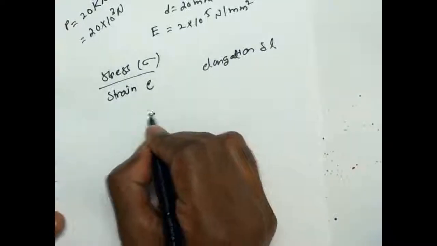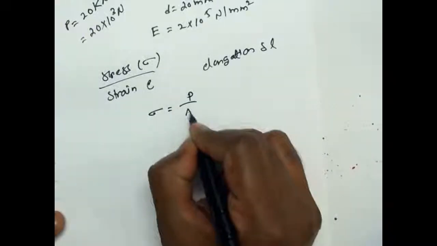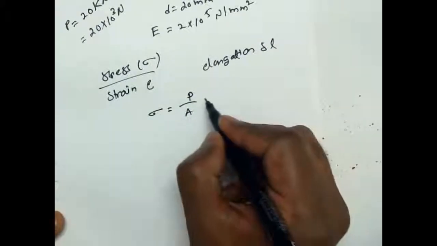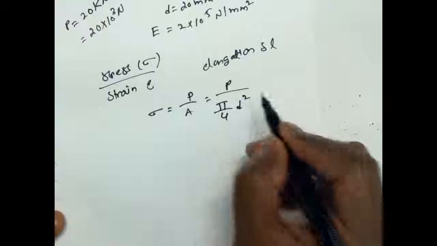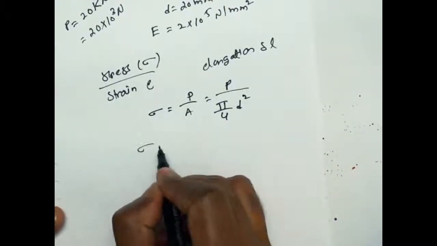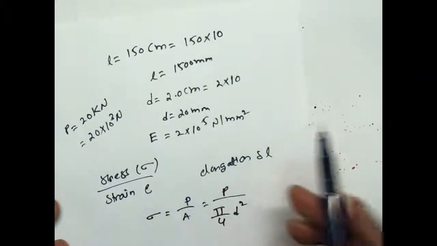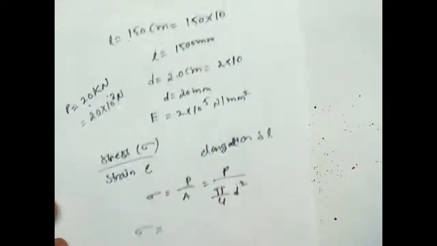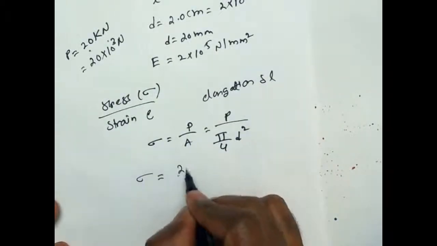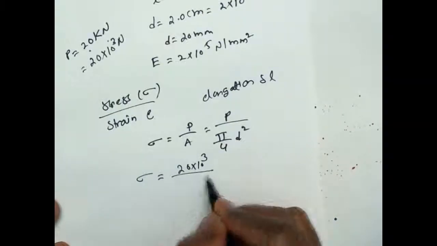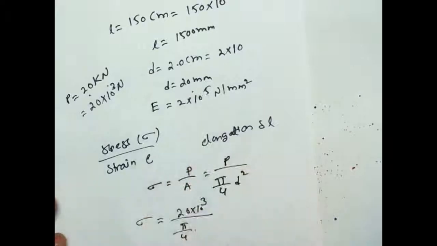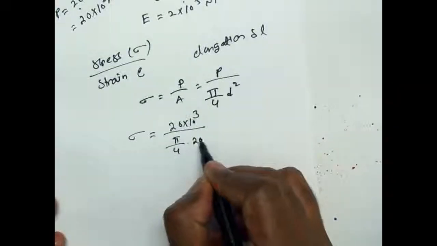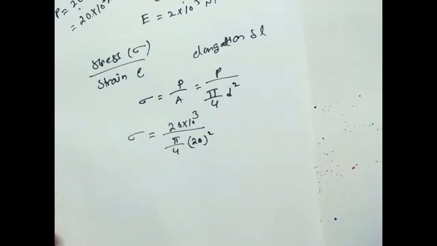First we have to find the stress. What is the stress formula? Stress means sigma. Sigma equal to applied force by area, that equal to P by area, which means pi by 4 into d square. Now sigma equal to, what is the applied force? 20 kilonewton, 20 into 10 cube. Sigma equal to 20 into 10 cube by pi by 4 into d square. d is 20 mm, that is 20 mm square.